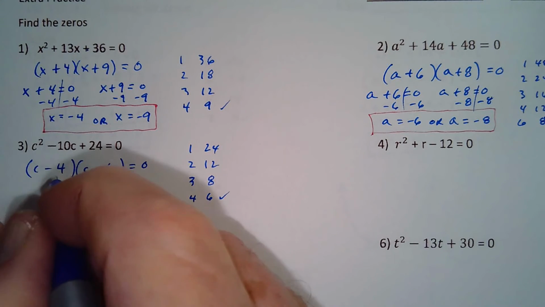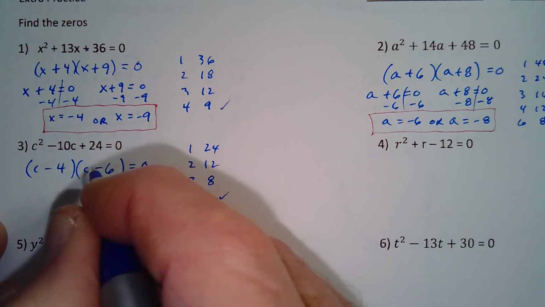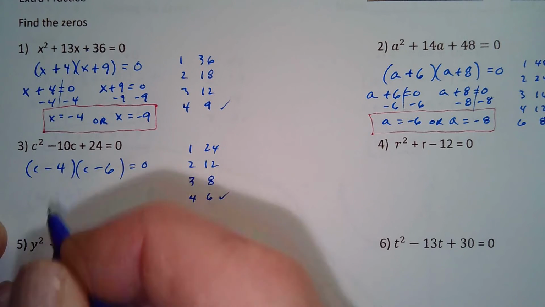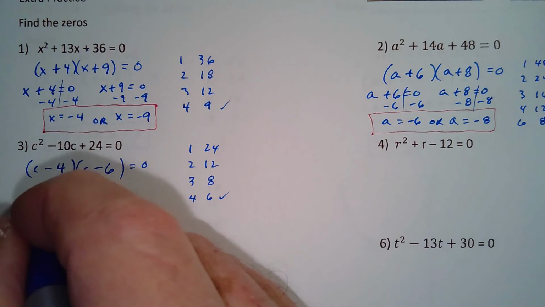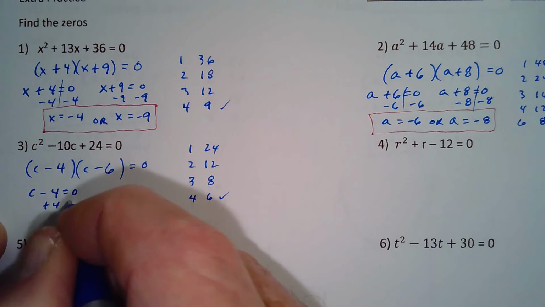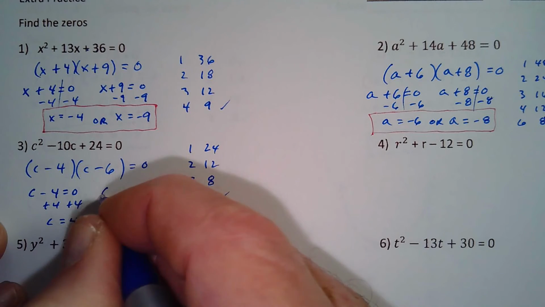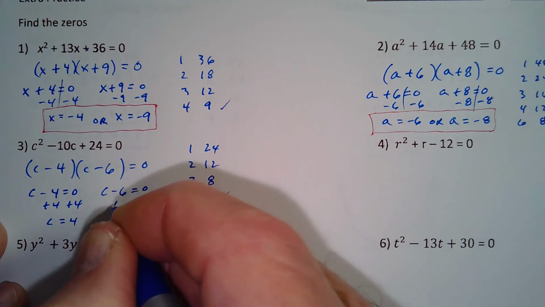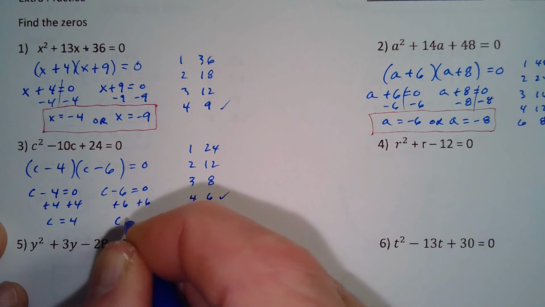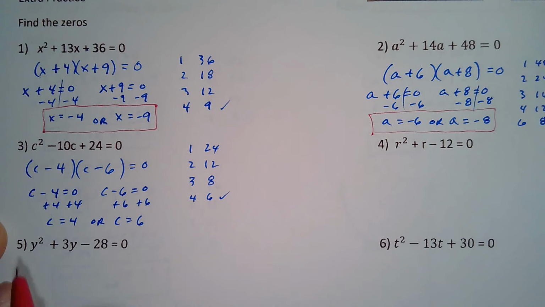And now what's going to make it 0 in this first set of parentheses? That would be a 4. What's going to make it 0 in this other set of parentheses? That'll be a 6. So 4 and 6 end up being the answers. Or if you need to do it the long way, which is fine, showing work is good news, we'll get c equals 4. Or doing this one, when we add 6 to both sides, we'll get c equals 6. So it's either 4 or 6.